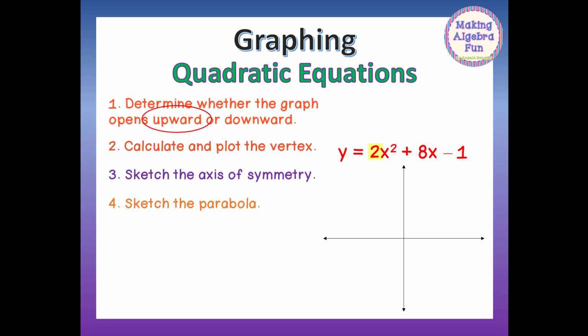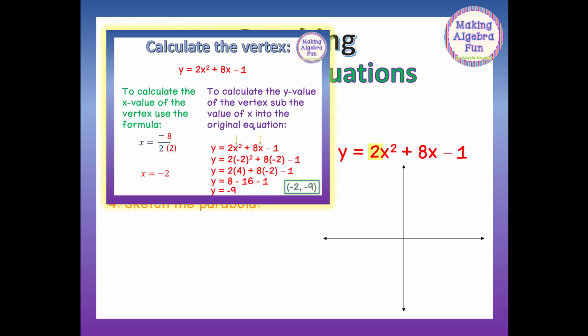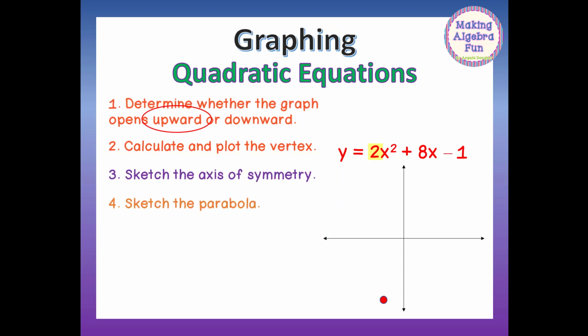So I already have a picture in my head coming together of what this may look like. Next, I'm going to calculate and plot the vertex. Now, we actually just did this one, so I'm going to bring back the work that we just did and show you that our vertex was -2, -9, and I'm going to plot a rough sketch of where that would be. Next, I'm going to sketch the axis of symmetry, which is that imaginary line through the vertex.